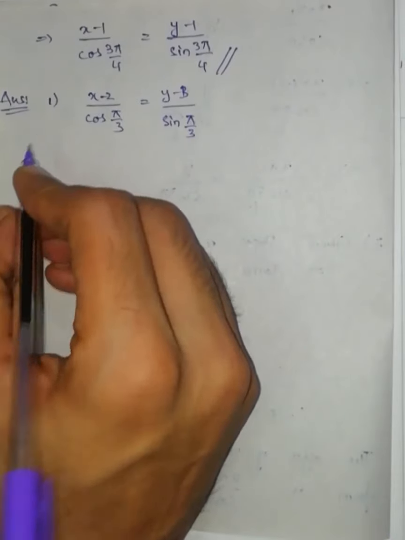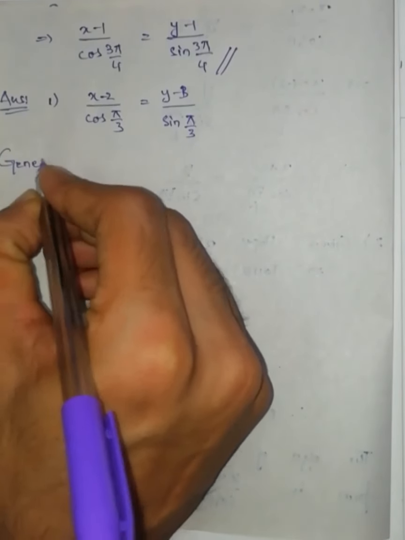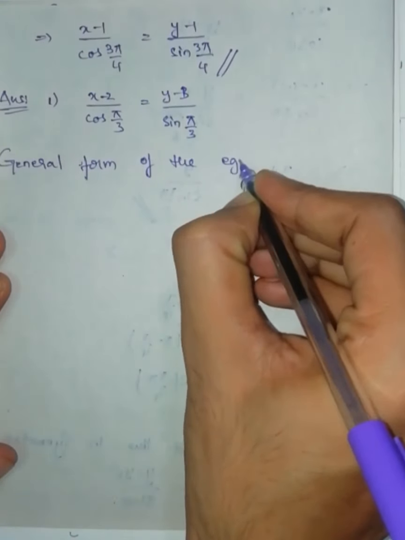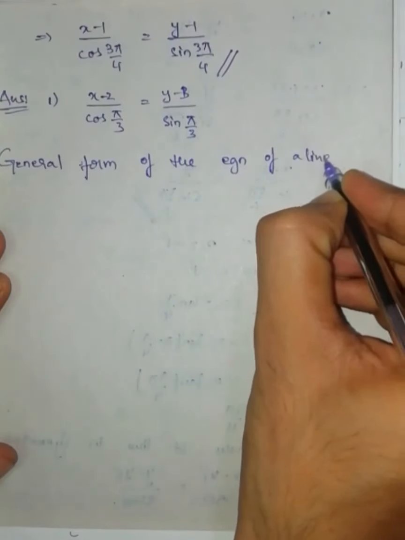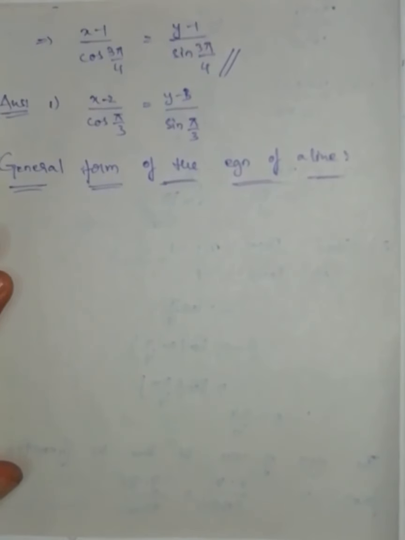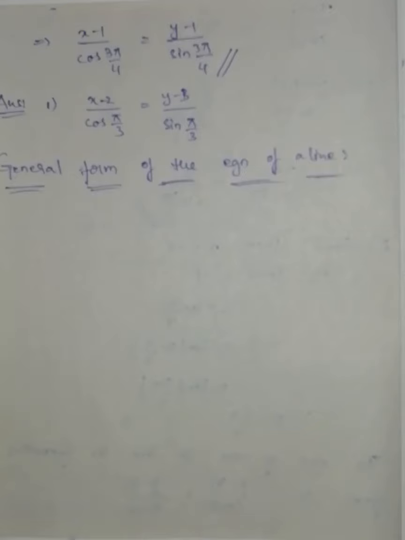Next, side heading, general form of the equation of a line. Till now we have learned different forms of a straight line. First one in the form of slope intercept form, that is y is equal to mx plus c. Then we have learned intercept form, that is x by a plus y by b is equal to 1. Then we have learned point slope form. Then 2-point form. Then normal form, symmetric form.